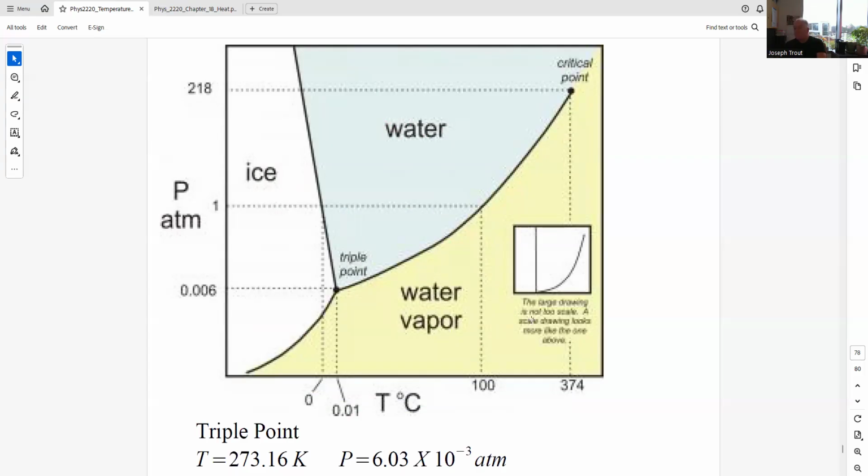So if we look at one atmosphere, we see that there's a transformation from water to water vapor at 100 degrees. So water will begin to boil at 100 degrees, and at atmospheric pressure, it freezes at 0. However, if the pressure was lower, let's say half an atmosphere, then the freezing point will be higher and the boiling point will be lower.